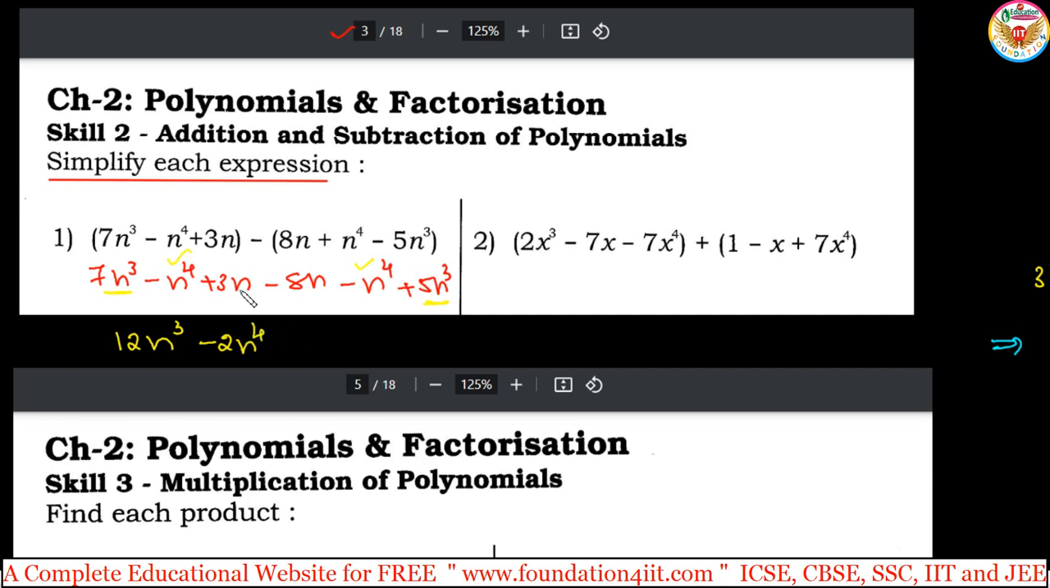Next, n terms. Okay, these two are separate, right? Next we have plus 3n minus 8n. Same n terms. Plus 3 minus 8, that is minus 5n you can write. So this is the answer for this.